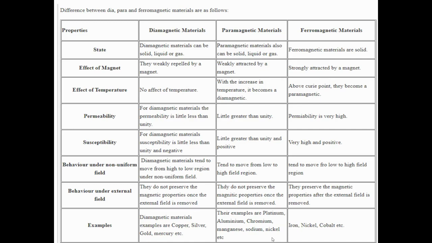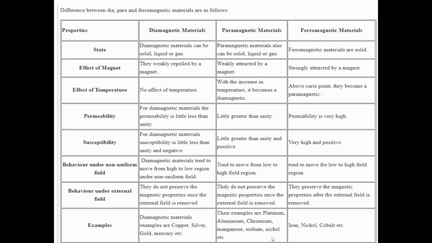So the question was the difference between diamagnetic, paramagnetic and ferromagnetic materials. The first column is properties, according to which we distinguish these three types of materials. The first is diamagnetic, second is paramagnetic, and third is ferromagnetic. So, according to the state in which the material is found in normal conditions.